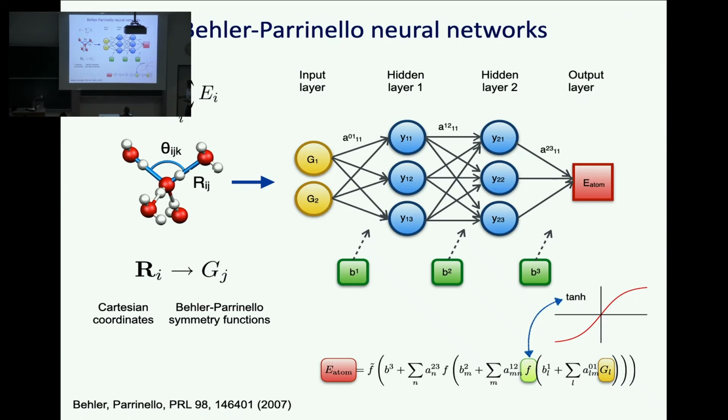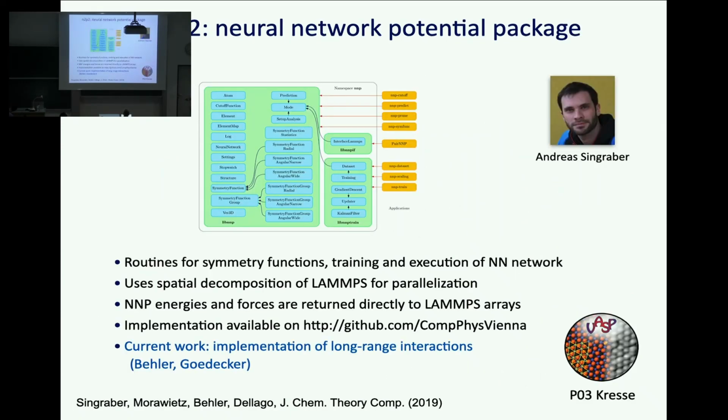So the accuracy that you get in such neural networks is really amazing. A former student and postdoc of mine who now works with Georg wrote a code that is freely available to do that and interfaces to LAMMPS, so you can really use it very comfortably to first train a neural network and then use it to carry out molecular dynamics simulations.